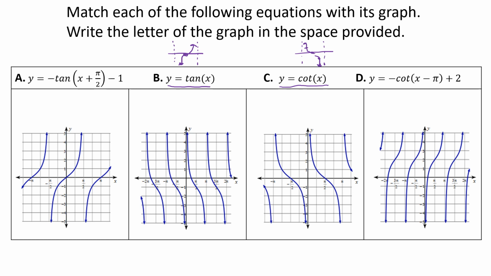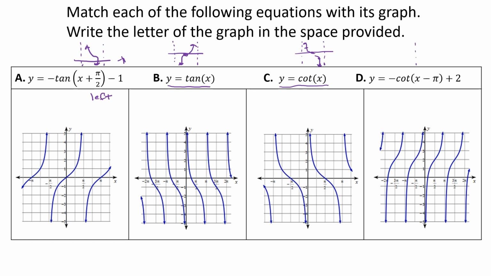And then in the first example, what I'm noticing is that it's a negative tangent. So if I want to do a negative tangent, I'm going to look at B and just flip it upside down. And then this one will have a midline at -1. It does have a shift to the left pi over 2 units, so that's going to change its domain values and those boundaries.